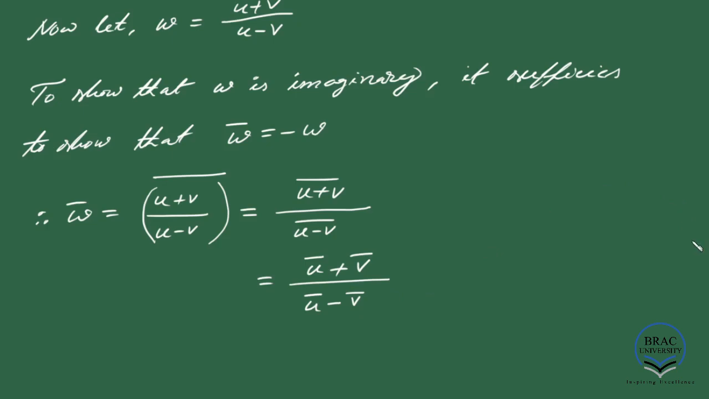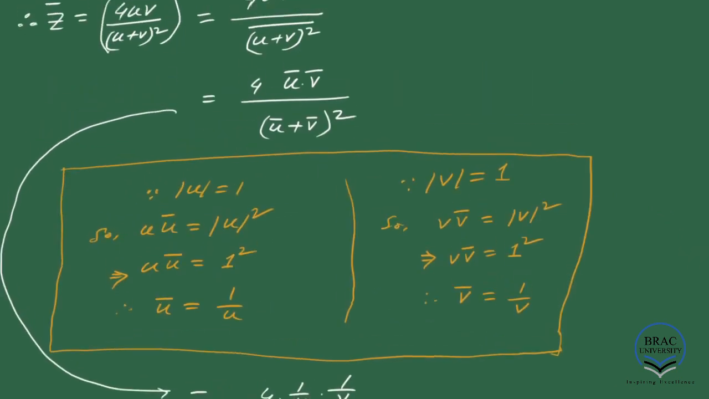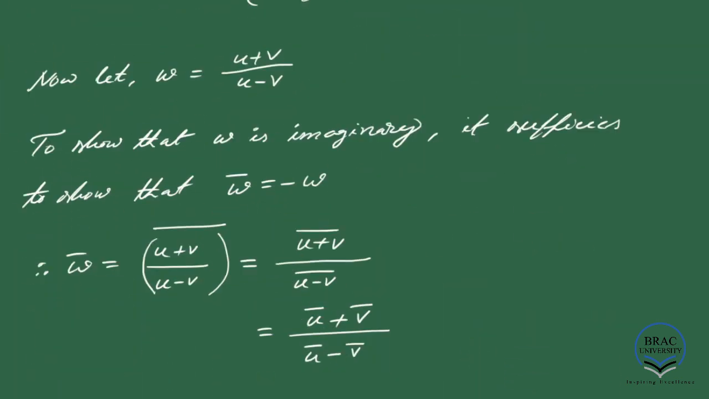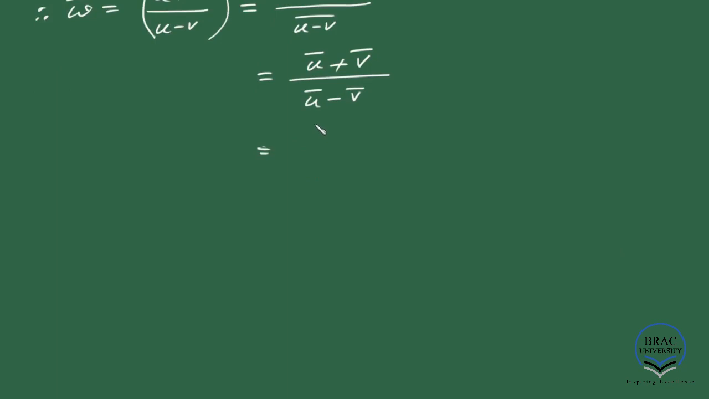Previously, we didn't know what the conjugate of u and conjugate of v is. In the middle of the first calculation, we found the conjugate of u and conjugate of v to be 1 over u and 1 over v. So we're going to make use of that in this part of the problem. So I can write the conjugate of u as 1 over u plus the conjugate of v is 1 over v. Similarly, in the denominator, I can write 1 over u minus 1 over v.